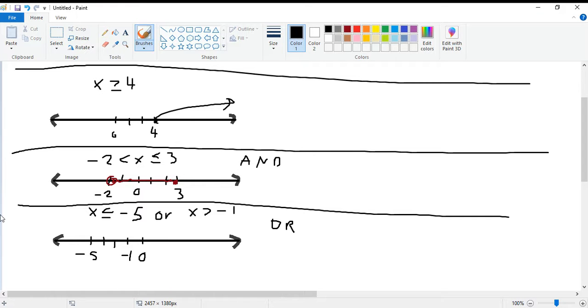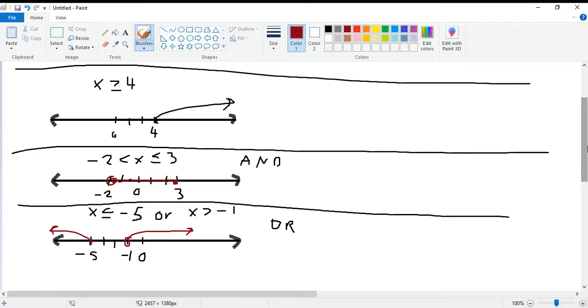We want the numbers that are less than or equal to -5. So I'm going to put a solid dot on -5 and shade to the left of -5. Or we want the numbers greater than -1. We're going to put an open circle on -1, and greater than means to shade to the right. That's called an OR statement when they go opposite directions like that.